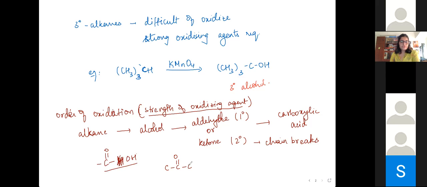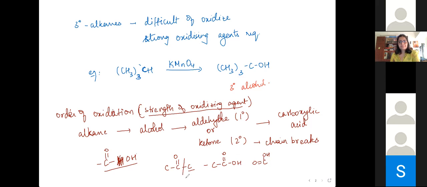Now you don't have that opportunity in ketone, right? So you need to take a strong enough oxidizing agent so that this bond breaks, and then you end up getting a C double bond OH, and on the other side also you get a C double bond OH, an aldehyde and an acid, or two acids depending on the concentration.